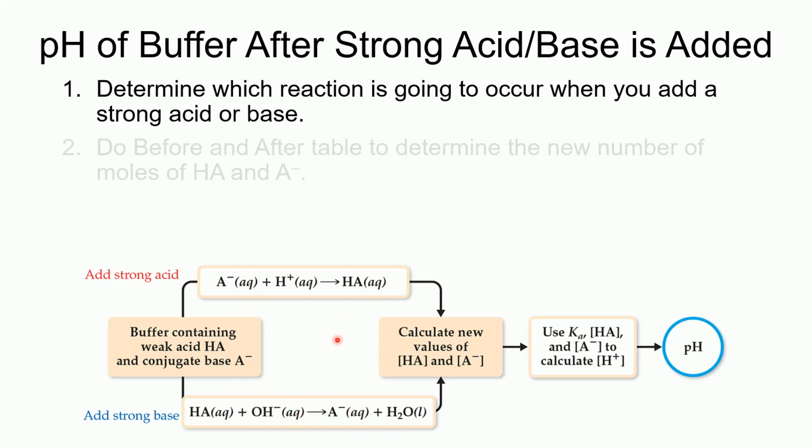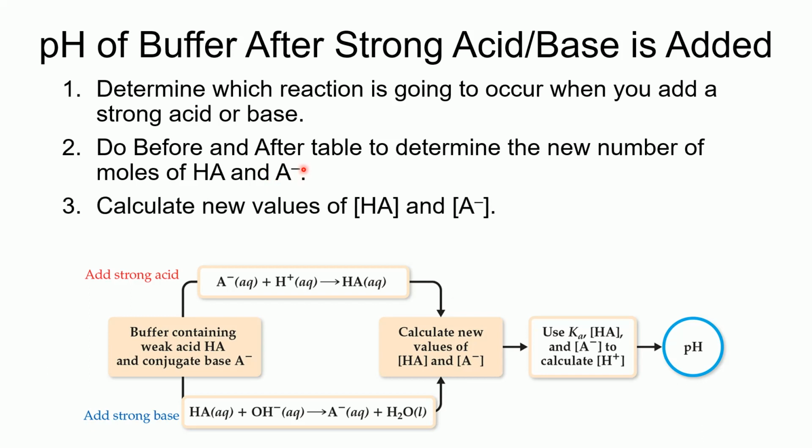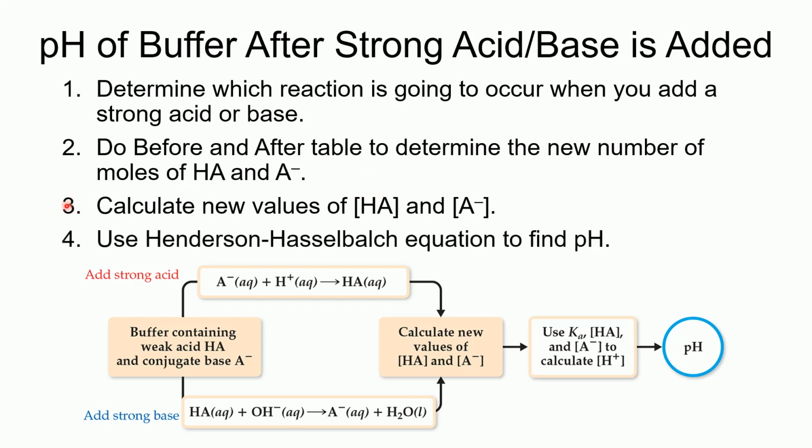Either way, we will need to do a calculation. The kind of calculation that I do, I call a before and after table. The reason I call it that is to distinguish it from a concentration table. In concentration tables, we only use concentrations. In before and after tables, we use moles. The before and after table will determine the new number of moles of HA and A minus, the weak acid and the conjugate base. Once we know those numbers of moles, we can calculate the new concentrations if need be. Sometimes we can just plug the moles in. I'll show you when we can do that in a bit. Then once we have those numbers, we put them into our Henderson-Hasselbalch equation, provided that it's still a buffer, and then we can calculate the pH.